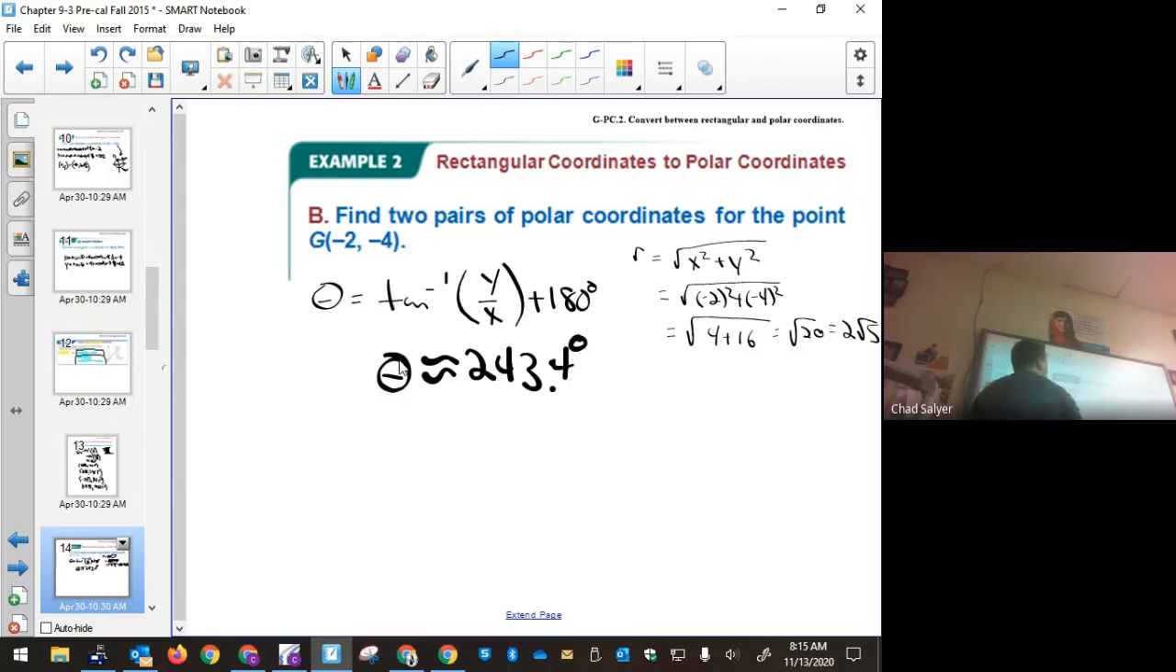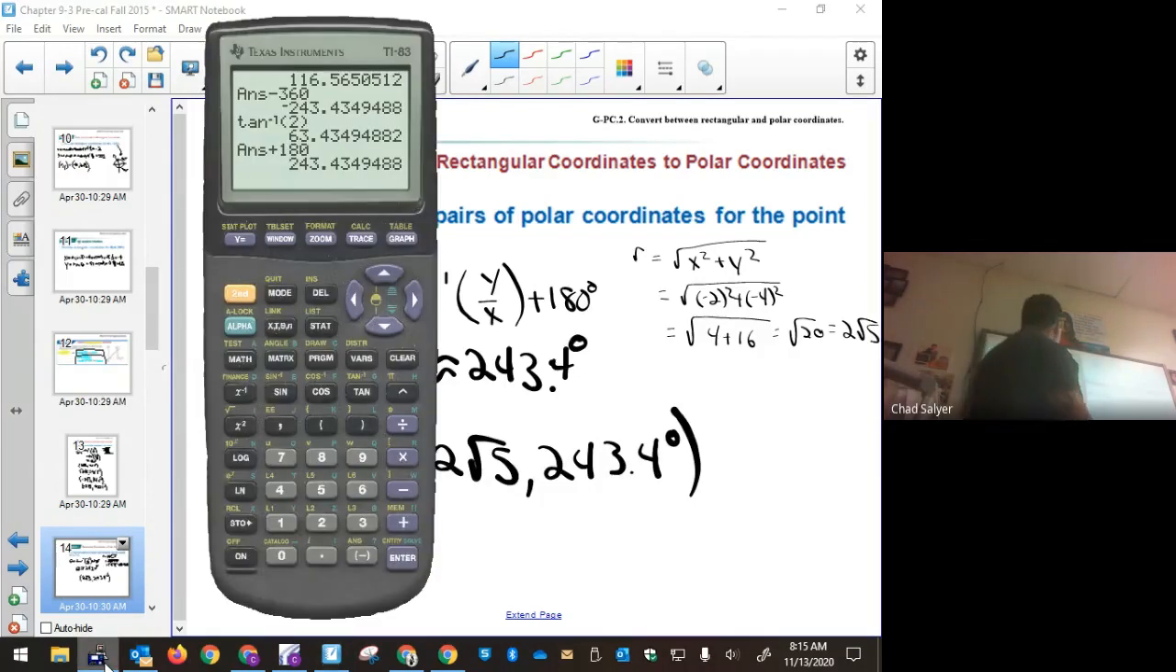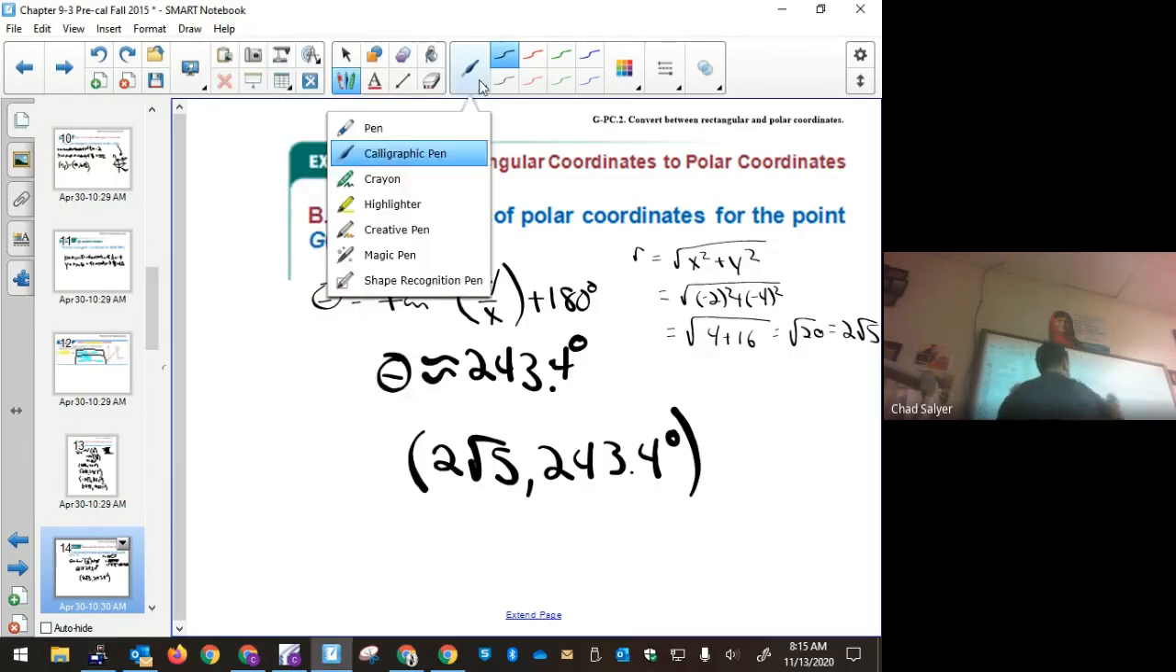So we want two pairs of these. So I've got 2 square root of 5, comma, 243.4 degrees. And then if I want to know the negative angle, that's the same as that. I'm going to subtract 360. So negative 116.6.